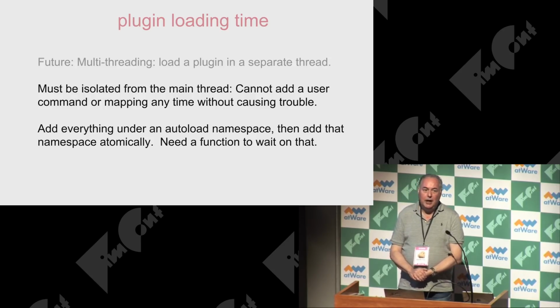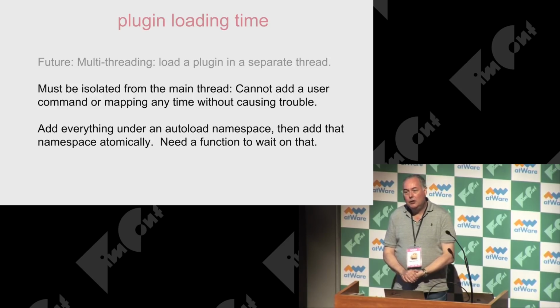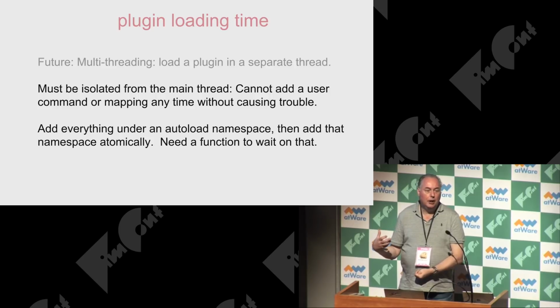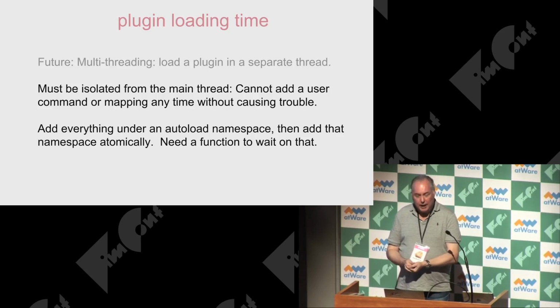It's very easy to get into race conditions and even deadlocks if you're using multi-threading. So the basic mechanism will be that the plugin would need to be loaded in a separate namespace or a separate environment, not interfering with the global namespace. And only once it's done, you would make it available in the global namespace. Probably an auto-load mechanism, sort of, would work.